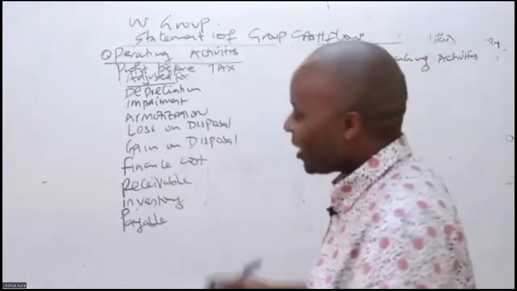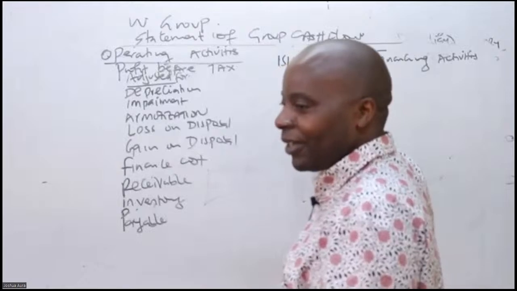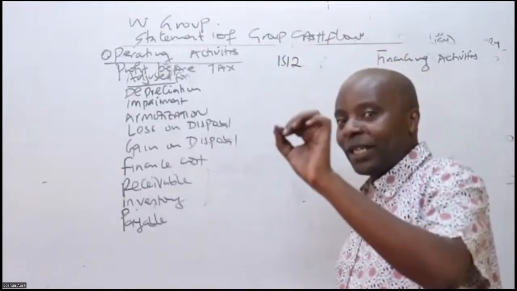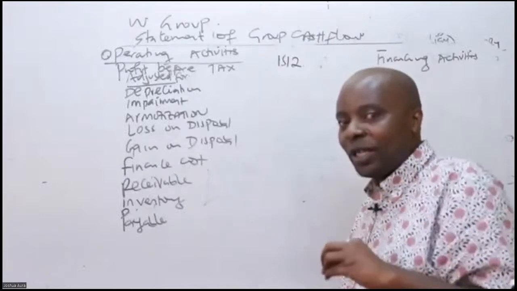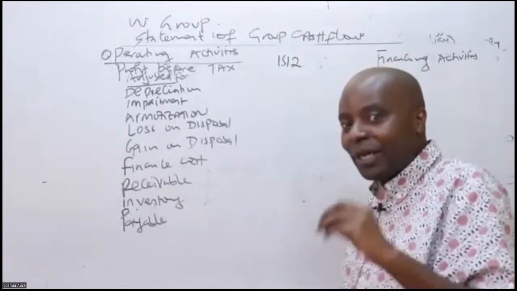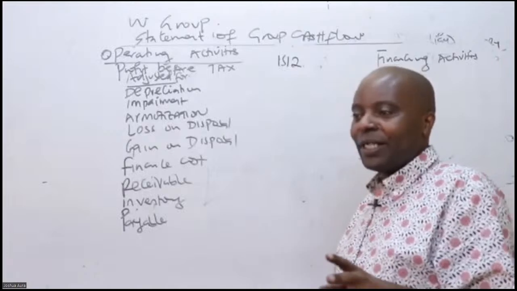So the profit before tax, I'm being given a figure of 1512. 1512. So once you read the word continuing, you should be able to know there is a discontinuing. Even when you are told that there was a disposal, you should be able to know that whenever there is a disposal, there must be a discontinued operation. Thank you very much. 1512.